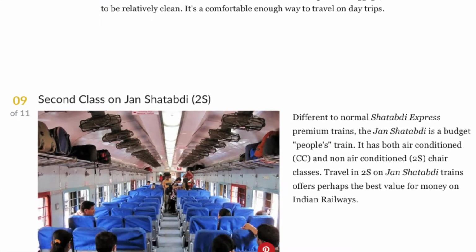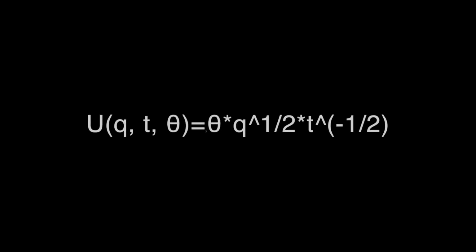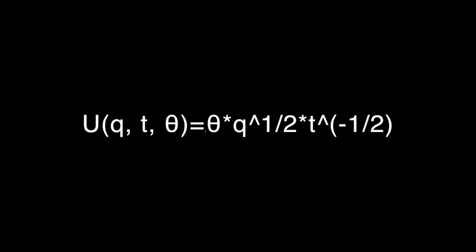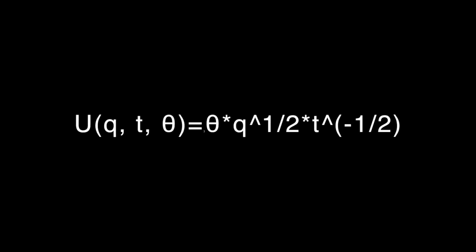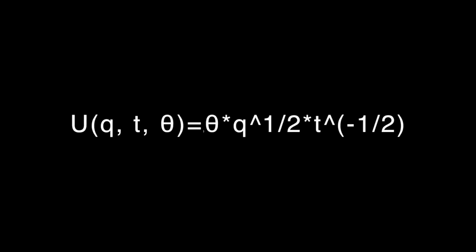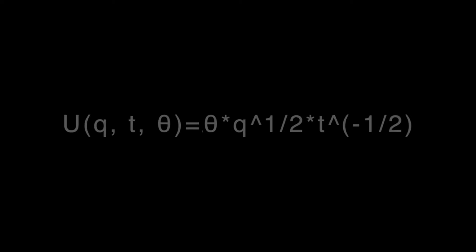Actually, the problem in the Indian Railway classes refers to price discrimination. Consider there are two kinds of customers, the rich and the poor. The rich are willing to pay more for the same good than the poor, which means they have higher reservation value and marginal utility. Then we can write the utility function as u equals theta times square root of q times 1 over square root of t, in which q means quality in this case, sometimes quantity, t means the money consumed for the good, and theta means the marginal utility.